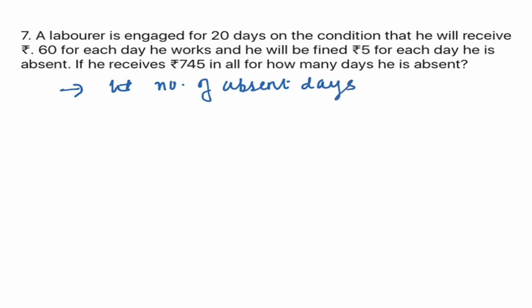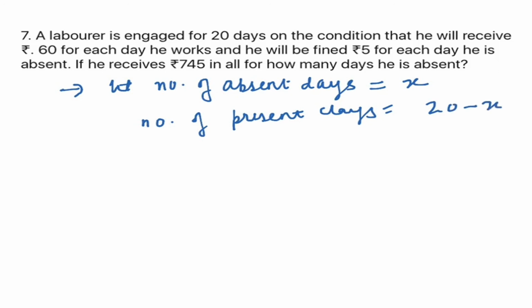Now for the total, how many days did he work? For 20 days. So it means he will be present for how many days? 20 minus x. So first let the number of absent days be x and the number of present days will be the total number of days he worked minus absent days. So from here we get the absent days and present days.